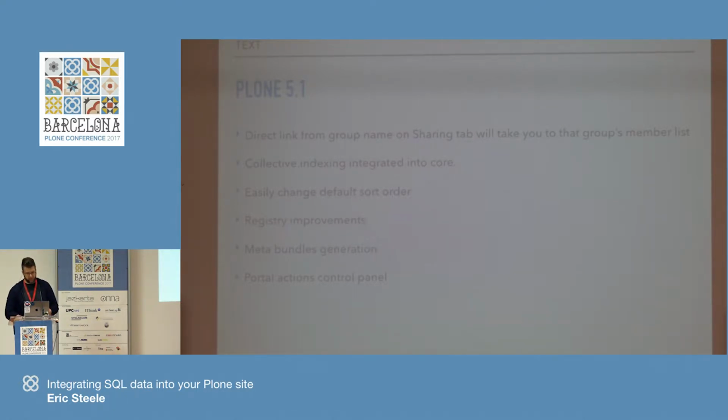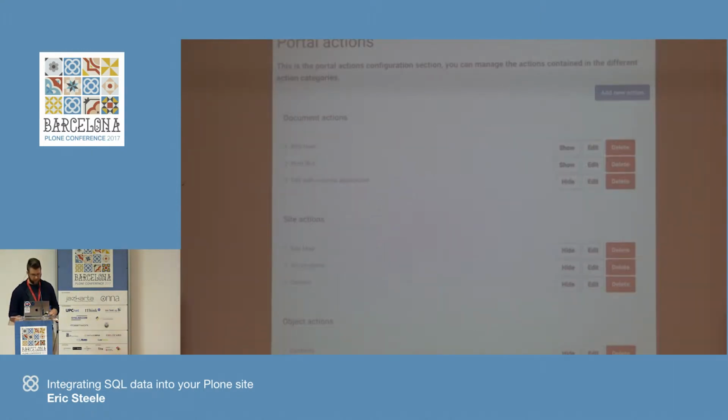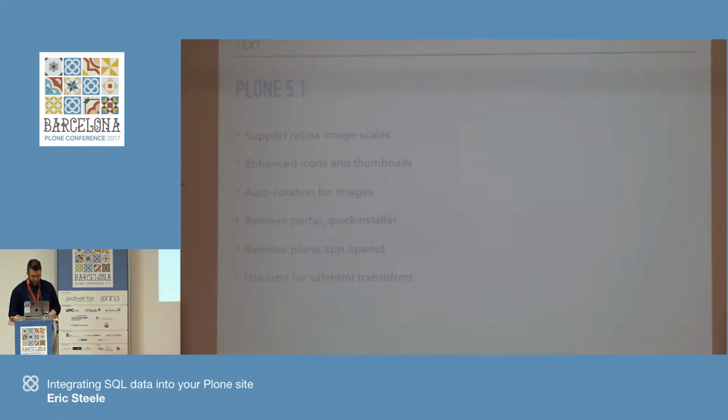And we're also making changes to the resource registries. There's basically splitting apart the core JavaScript and CSS and the add-on JavaScript and CSS, and that'll rebuild every time you add a new add-on or remove one. We're also integrating a new portal actions control panel, so that's one less reason to go in with the ZMI, which is always good. We're supporting retina image scales and adding enhancements to icons and thumbnails, and auto-rotating images based on their EXIF data.